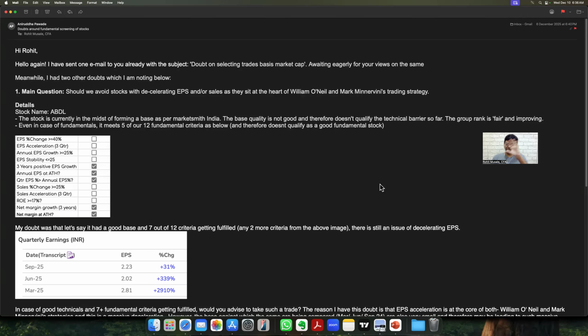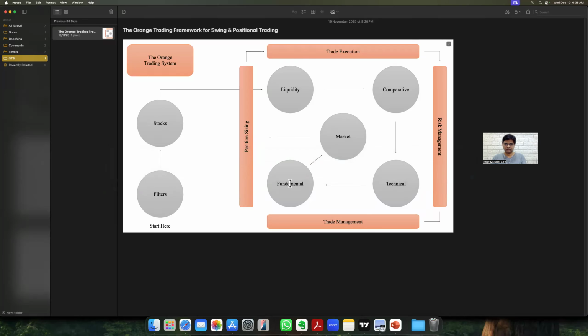Because apart from EPS, there are other factors that could be in my favor. This fundamental criteria broadly centers around four pillars. Number one, EPS. Number two, sales. Number three, profit margin. And number four, return on equity. So if EPS is not in my favor completely, then at least the sales, return on equity, and margins could be in my favor. Correct?